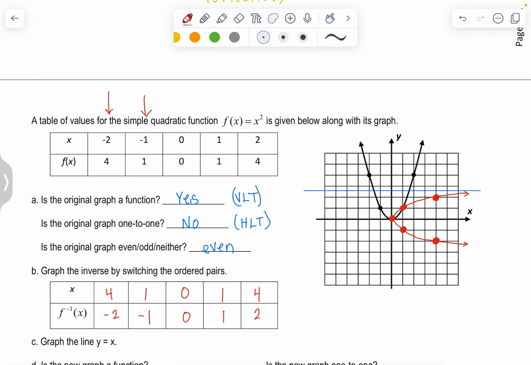Graph the line y equals x, like we've done all these times. But there's y equals x. You will notice it touches two of the points. It touches (1, 1) and (0, 0), because that's when x and y are the same.